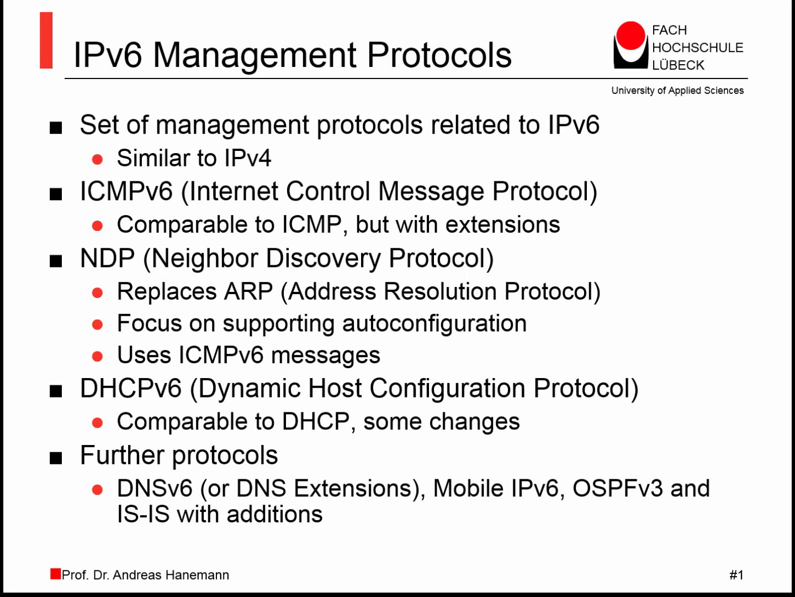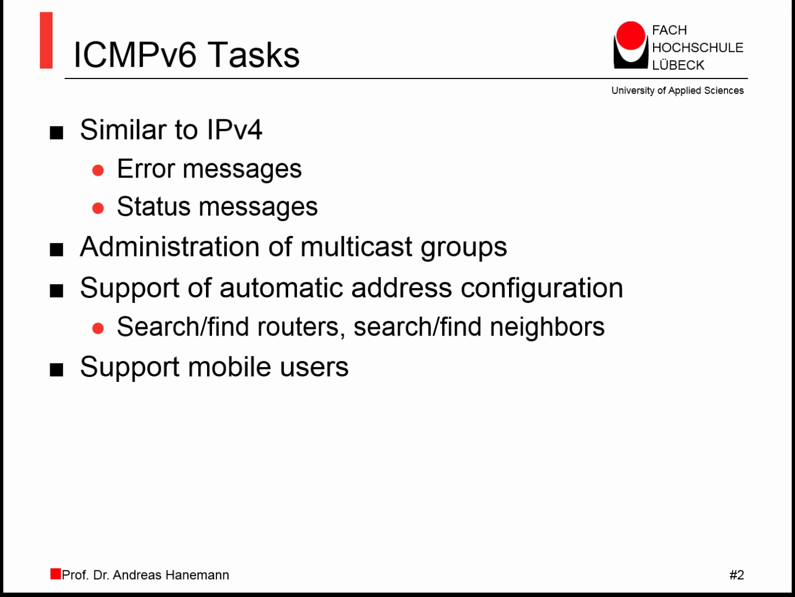and ISIS. On this slide, we take a closer look at ICMP version 6. Similar to IPv4, it provides error messages and status messages. Therefore, the protocols ping and traceroute work in the same way for IPv6. Since IPv6 often uses multicast, ICMPv6 can administrate the multicast groups.